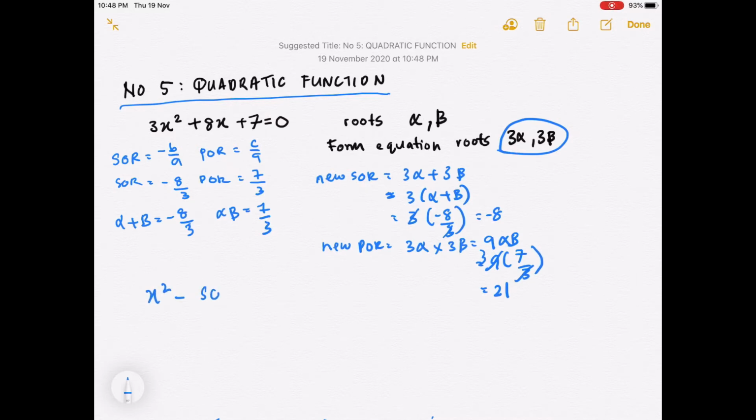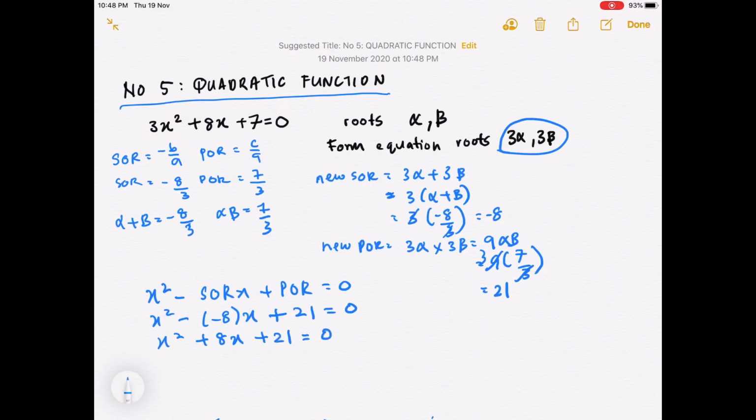X squared minus sum x plus product, and then equal to 0. So kita masukkan sum baru kita iaitu negatif 8, and product kita iaitu 21. Okay. So jadi x squared plus 8x plus 21 equal to 0. Okay. So macam tu saja jawapan kita. Cuma dalam kes ni kena hafal template ni untuk awak masukkan yang nak buat equation baru.